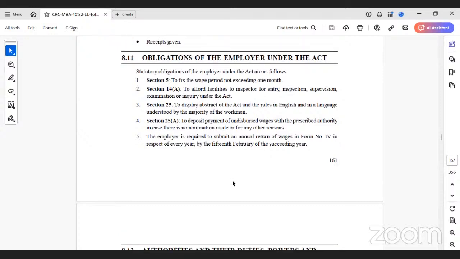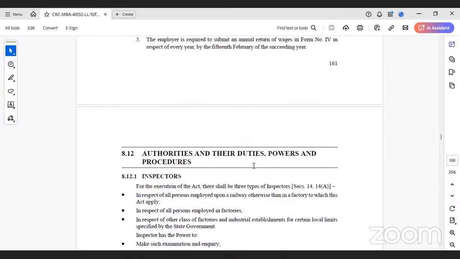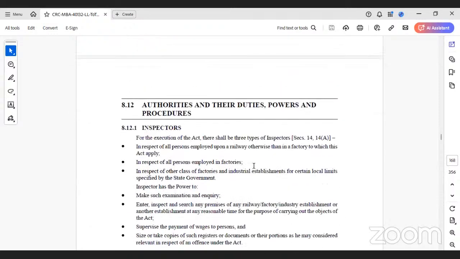And the obligations of the employer under the Act: Section 5, it fixes the wage period not exceeding 1 month. Section 14, to afford facility to the inspector for entry, inspection and supervision. Section 25, to display an abstract of the Act and the rules. Section 25, to deposit the undisbursed wages with the prescribed authority in cases where the wages have not been claimed by the person.